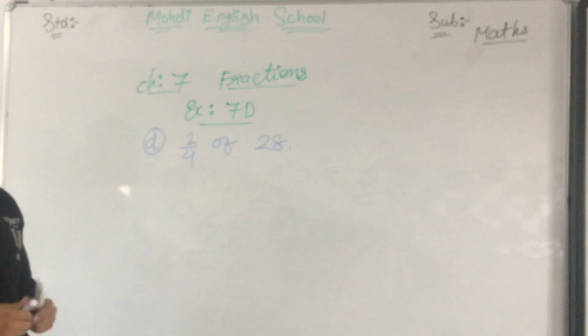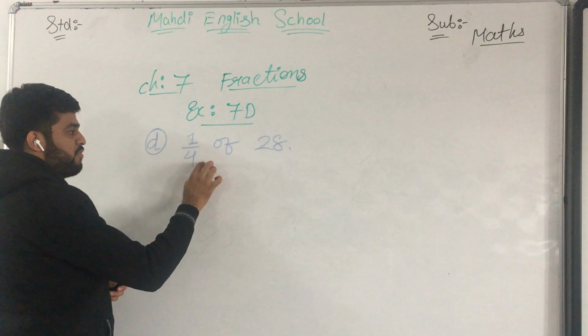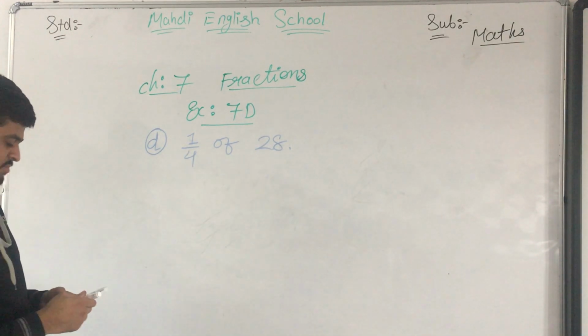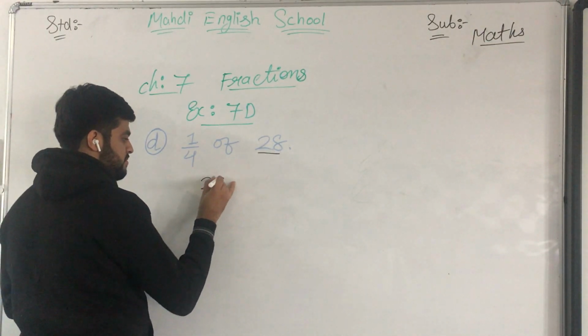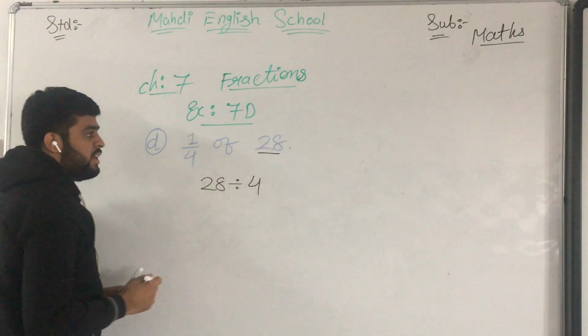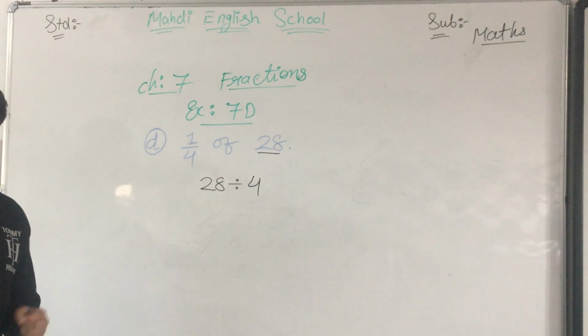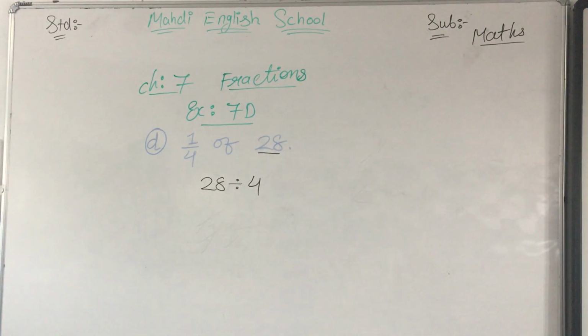Okay, my dear students, let's check here. The first one means 1 upon 4 of 28. So what do we write first? 28 divided by the denominator. Now my dear students, I'll give you 1 to 2 minutes. You have to try to do it by yourself, and then we are going to do it further. What do you do now? You do the first division. Okay.